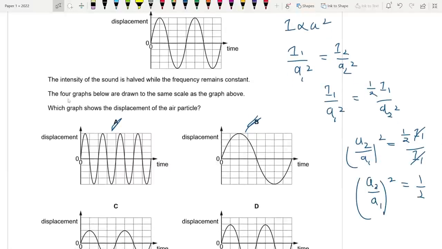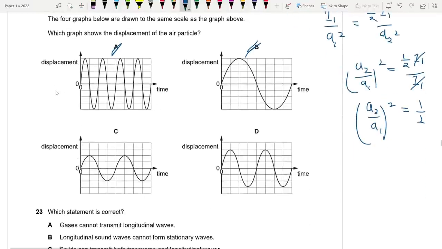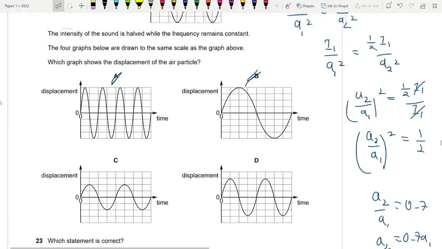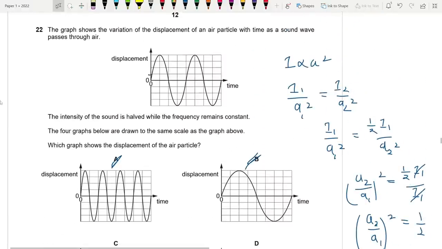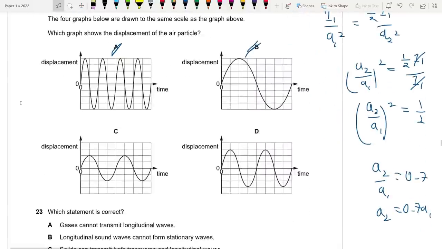So if you root one half, root 1 by 2 is actually root 2 by 2, or 0.7. So A2 by A1 is equal to 0.7, or A2 is 0.7 times A1. So we are going to look for 0.7 times the original. We had 4 boxes, 1, 2, 3, 4 initially. So 0.7 times 4 is 2.8 boxes. I'm going to look for 2.8 boxes. This is 2.8 boxes, right? I'm going to go with D.